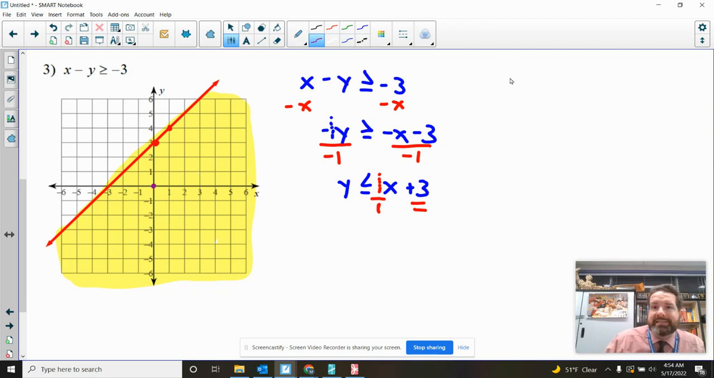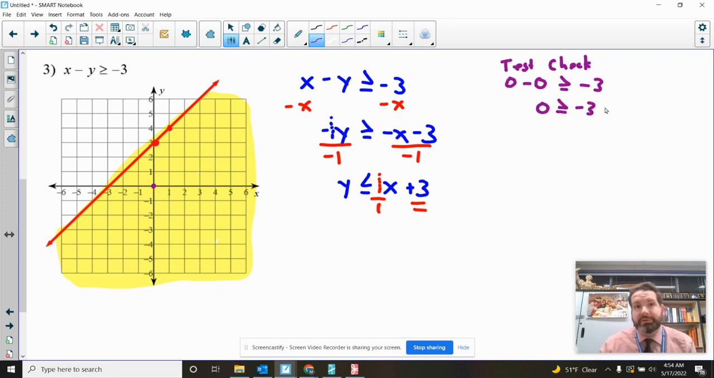So let's see, test check, is 0 for the x minus 0 for the y greater than or equal to negative 3? Well, that's 0. Yep, 0 is greater than or equal to negative 3, so this works out. Now a second test check. How about this one right there?